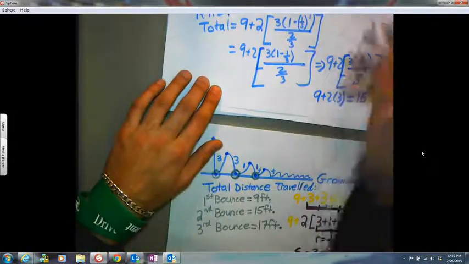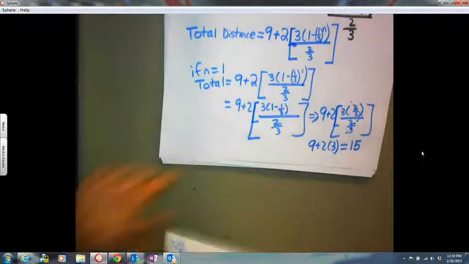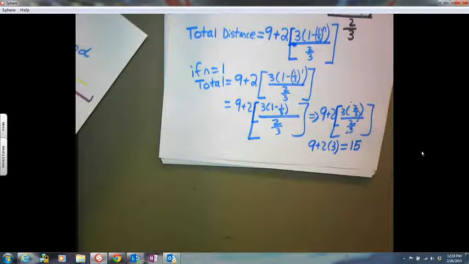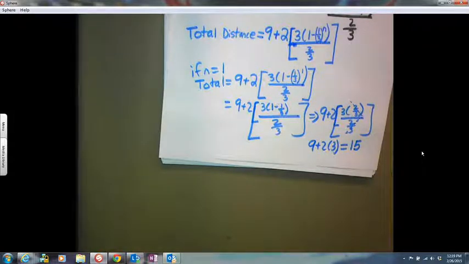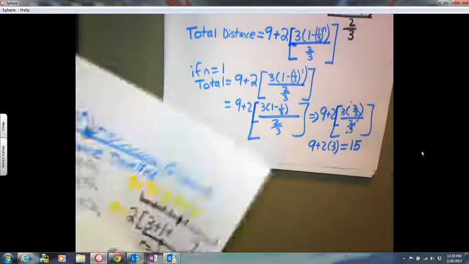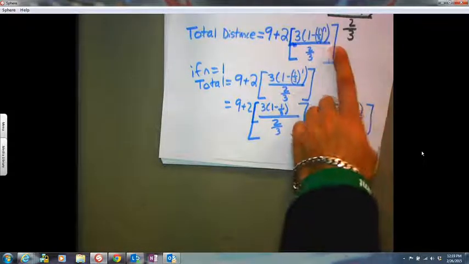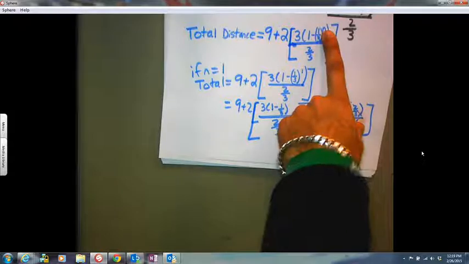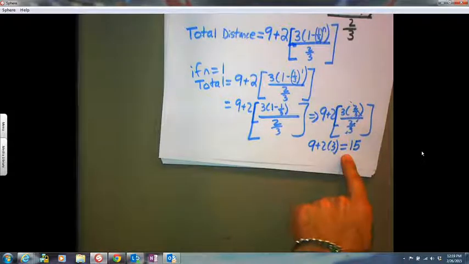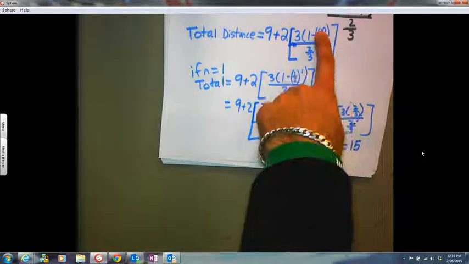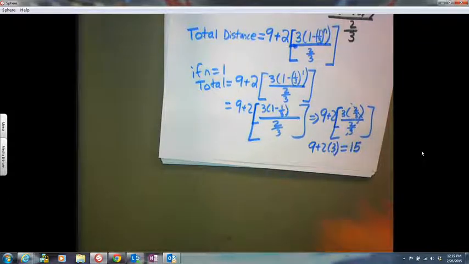Where did the mistake happen? Why is this formula wrong? And here's the hint I'll give you. When I plugged in 1 into this formula, I got 15. If I plug in 2, I would have gotten 17. I'll tell you that. I plugged in 1 and I got 15. If I plugged in 2, I would have gotten 17. Where's the flaw?